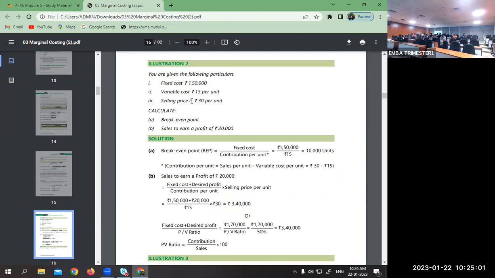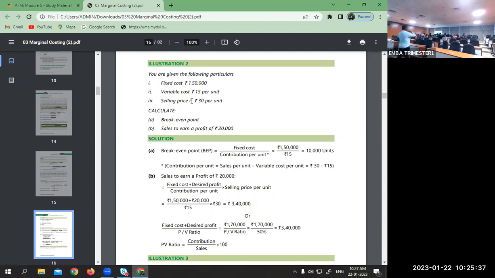1,50,000, yes, 1,50,000. How do you calculate? Simply, you can say 15 into 10,000. Selling price how much? 30 rupees selling price. No, break-even point in value is 10,000 into 30. You have to earn at least how much? 10,000 into 30. How much? 3 lakhs. 3 lakhs should be your sale.